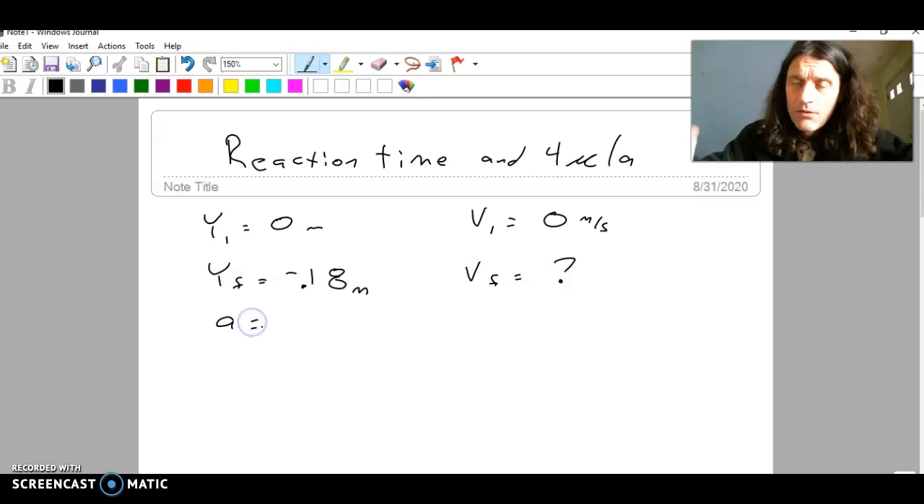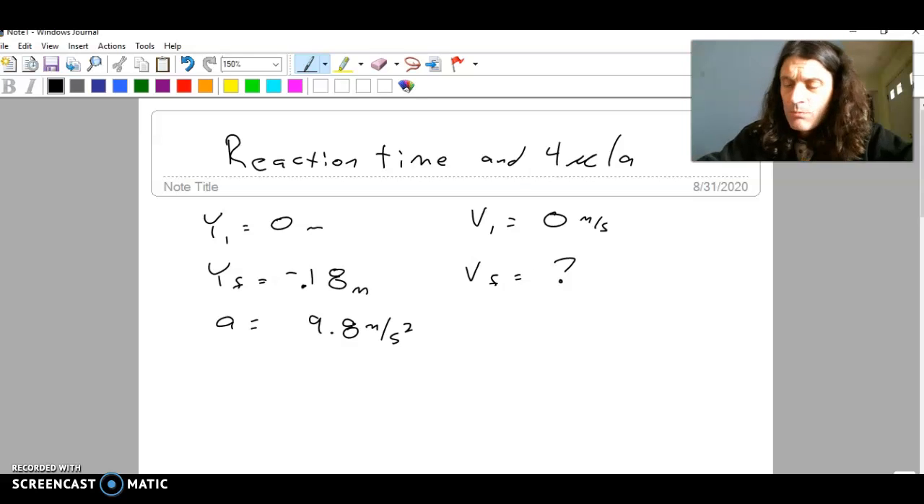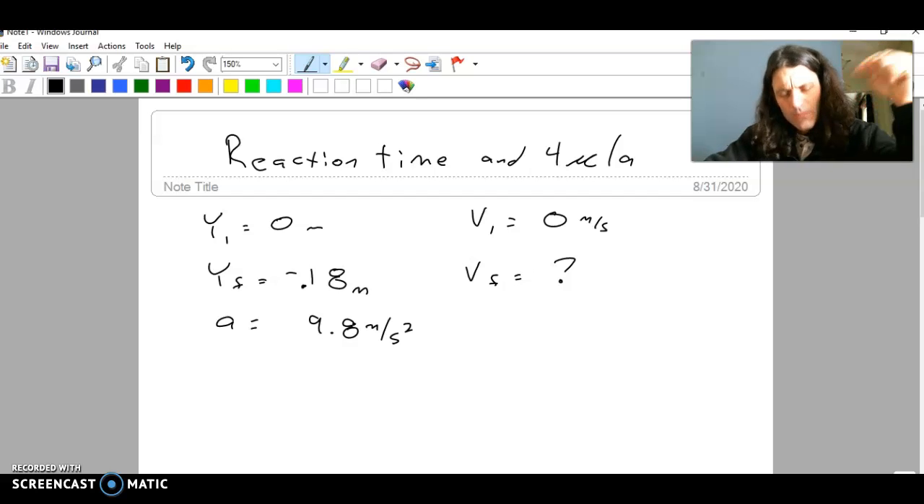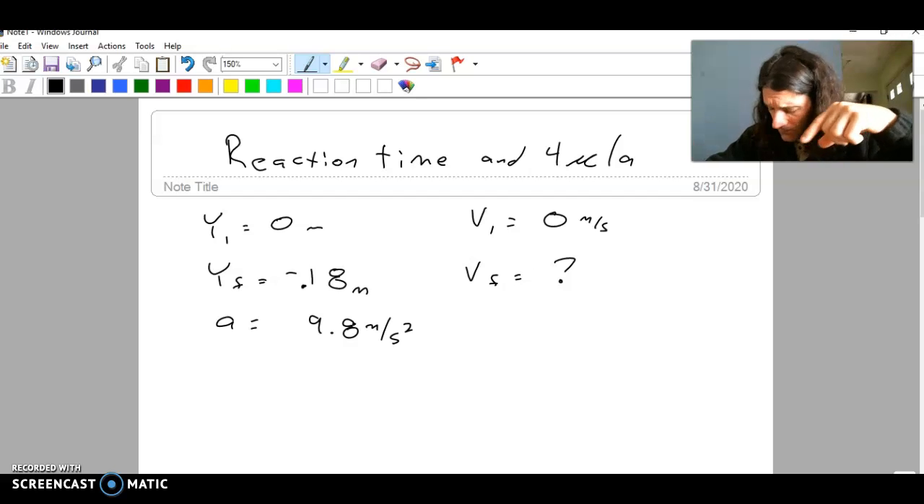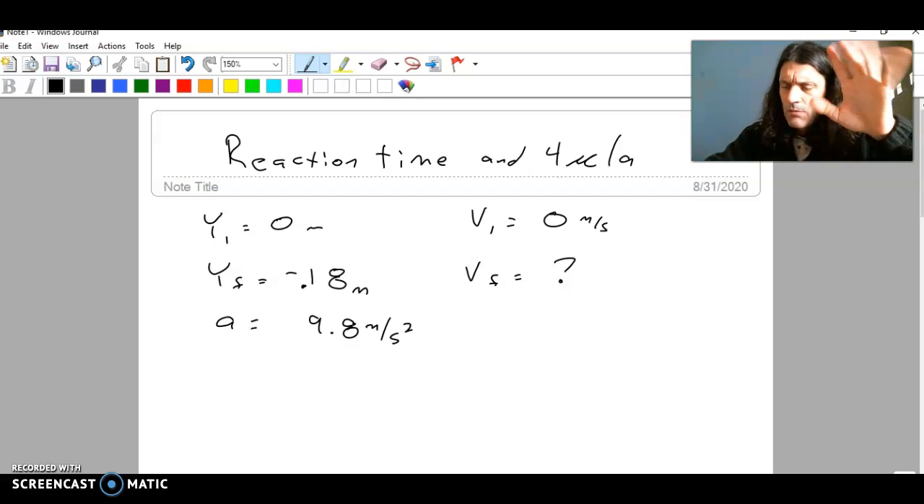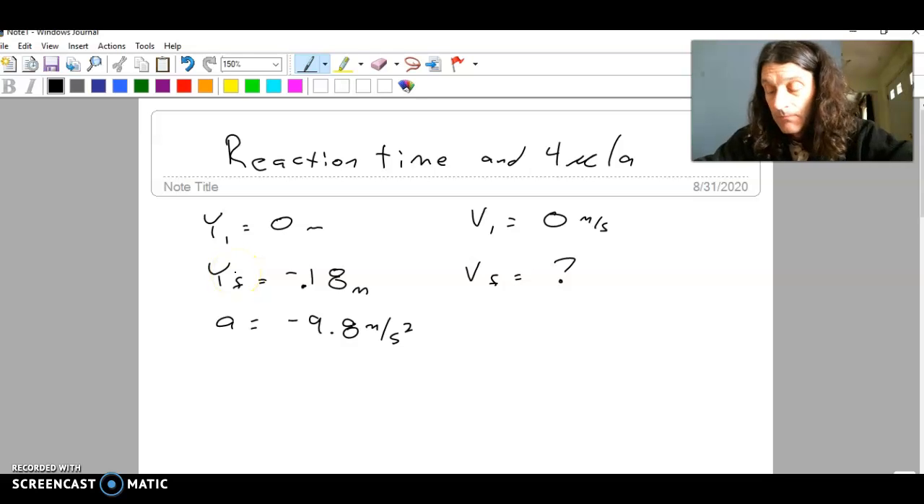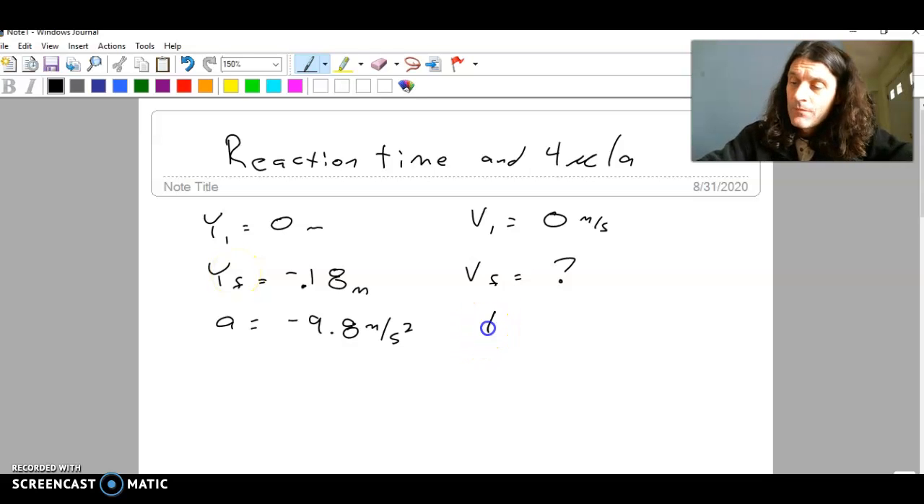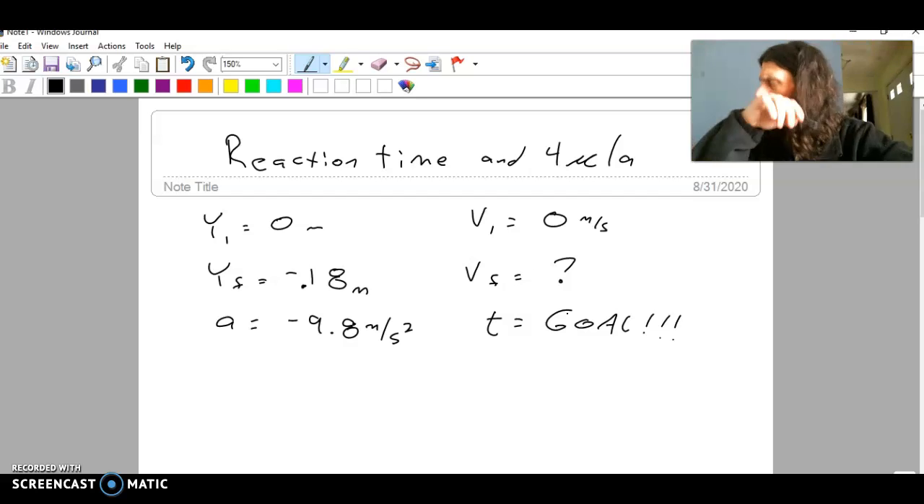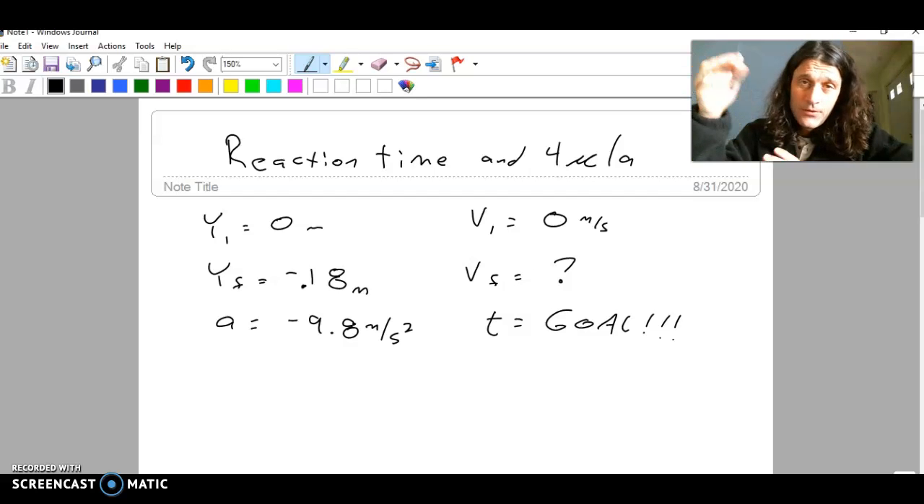The acceleration that that ruler felt is the acceleration due to gravity, which you all know is 9.8 meters per second squared. And in the same tradition of making this a negative 0.18, reminding yourself that gravity listens to my favorite band, One Direction. That means it only acts in one direction, and it's the negative y. So that acceleration is going to be a negative 9.8. Time is our goal. So please learn or remind yourself to distinguish between those two: what your goal is and things you just don't know.